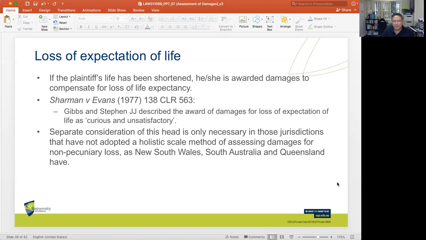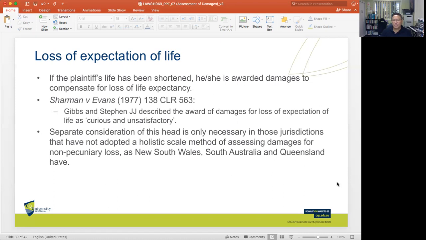But Justices Gibbs and Stephen in Charman versus Emmons described the award of damages for loss of expectation of life as curious and unsatisfactory, mainly because when you talk about loss of expectation of life, you do assess this as well in relation to loss of amenities and even pain and suffering. So they found it curious to be thinking of loss of expectation of life as a separate head of damage.